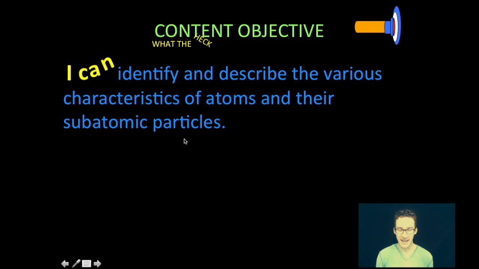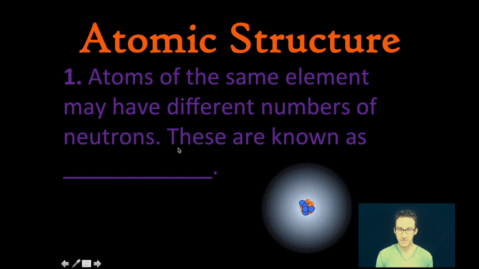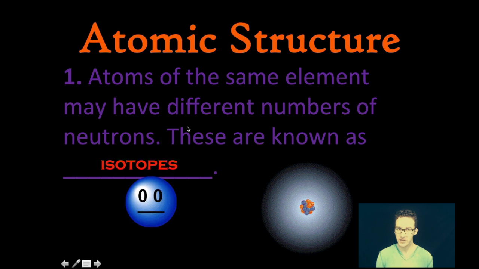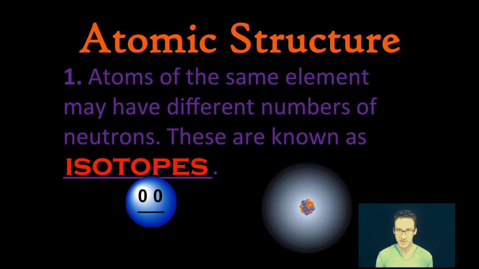It's Mr. Boylan, and today we're going to talk about how we can identify and describe the various characteristics of atoms and their subatomic particles. We're going to focus today on isotopes, which we introduced in the last class. But as you take a quick look here, just a quick reminder that atoms of the same element may have different numbers of neutrons. These are known as isotopes.